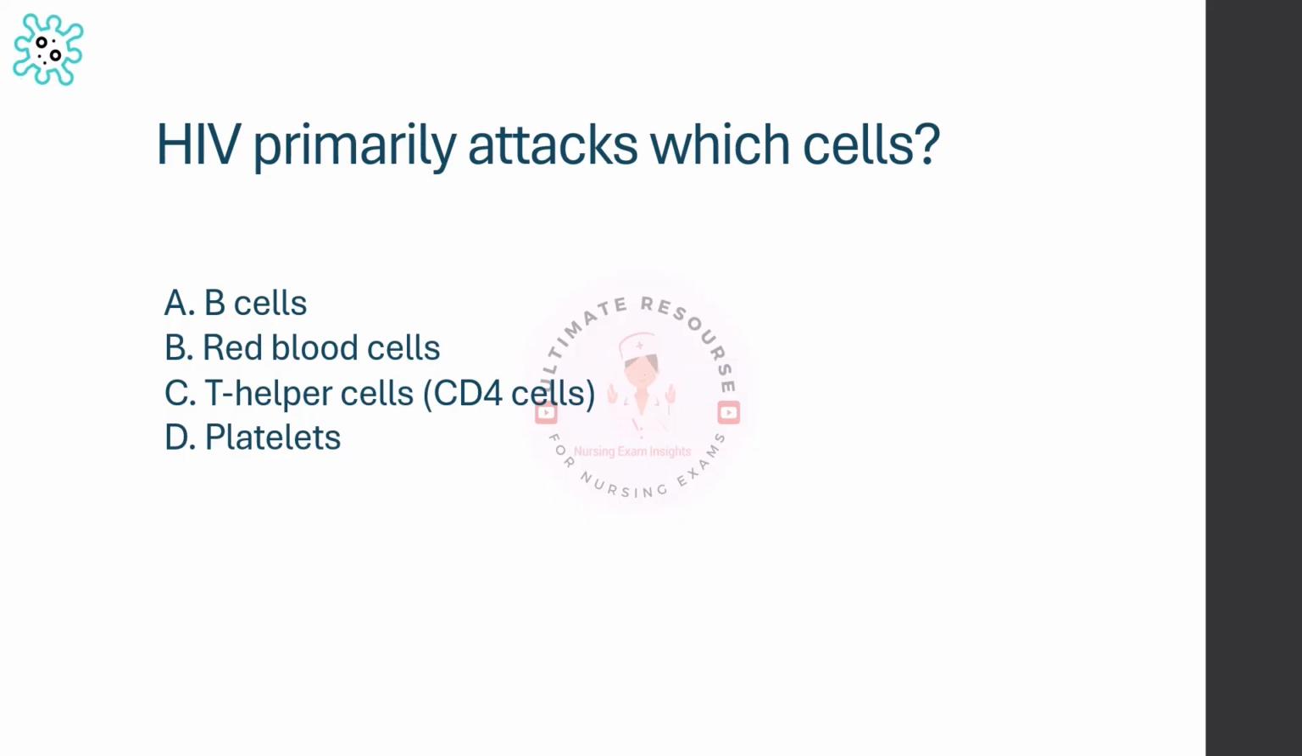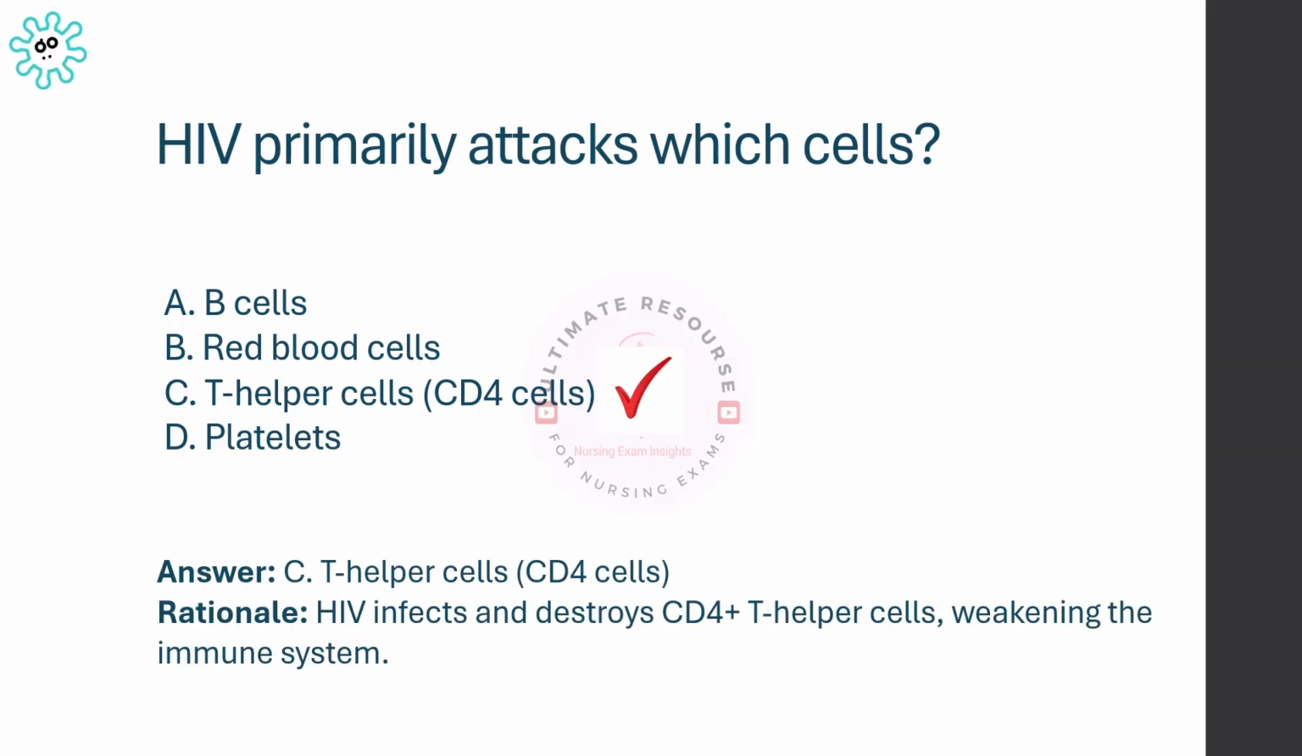HIV primarily attacks which cells? Options are A. B cells, B. Red blood cells, C. T helper cells or CD4 cells, D. Platelets. The answer is C. T helper cells or CD4 cells. HIV infects and destroys CD4 T helper cells, weakening the immune system.